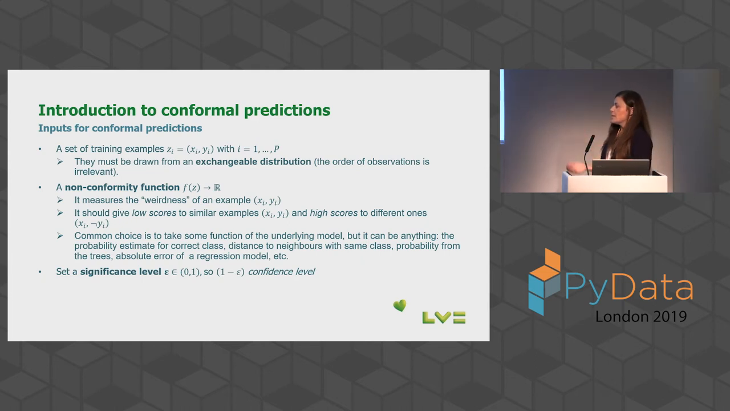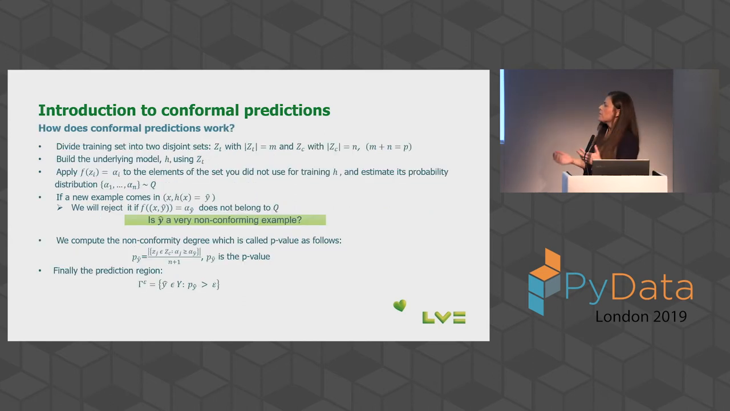Then you set a significance level. This is the easiest part, I think. You pick a number between 0 and 1, and that's it. Then the only thing you have to do is see how these things work.